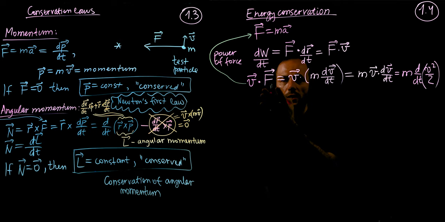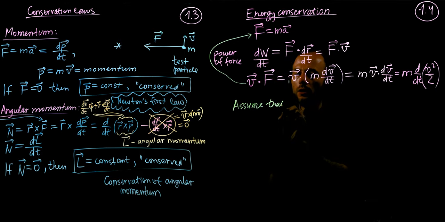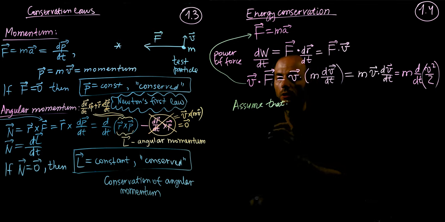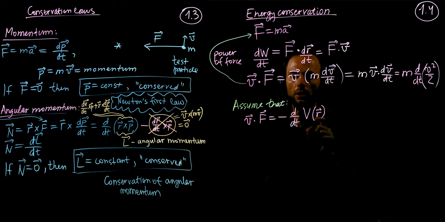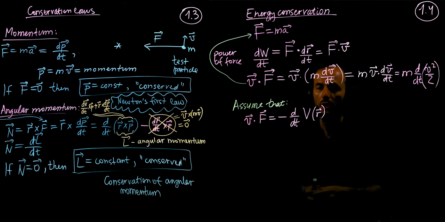In what case can we integrate the left-hand side part of this equation? Well, let's make an assumption that this left part is also a full derivative. Let us assume that v dot F is equal to a full time derivative of some function, which, as we will see, will give us the potential energy. Well, this is the potential of the force F.